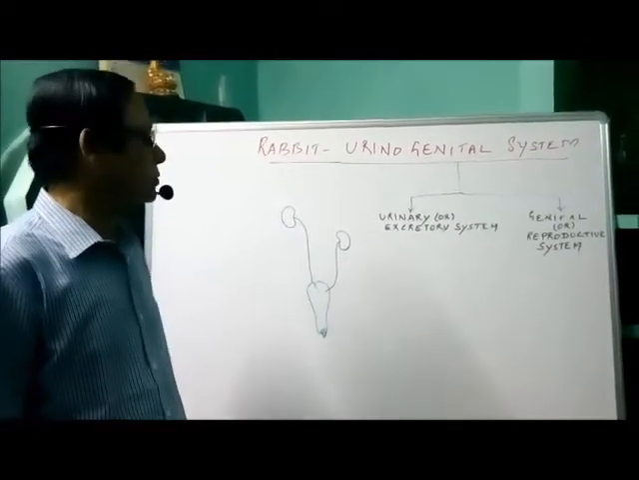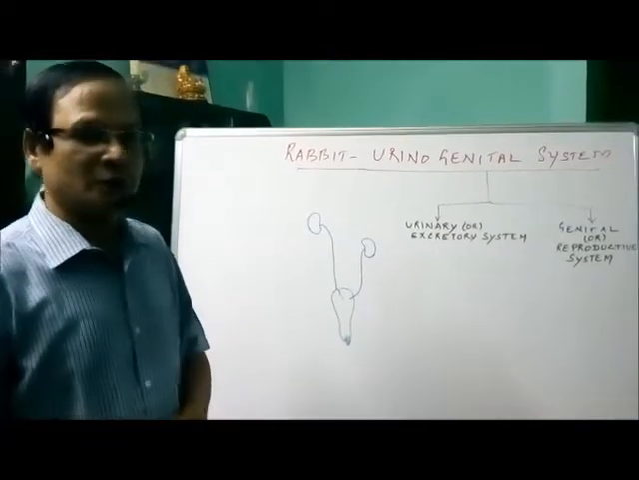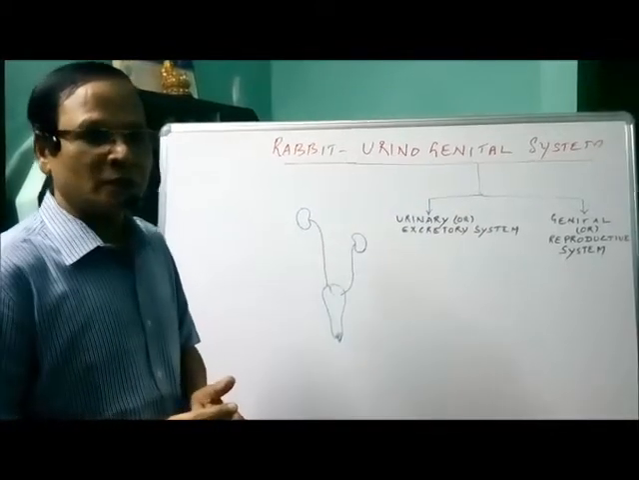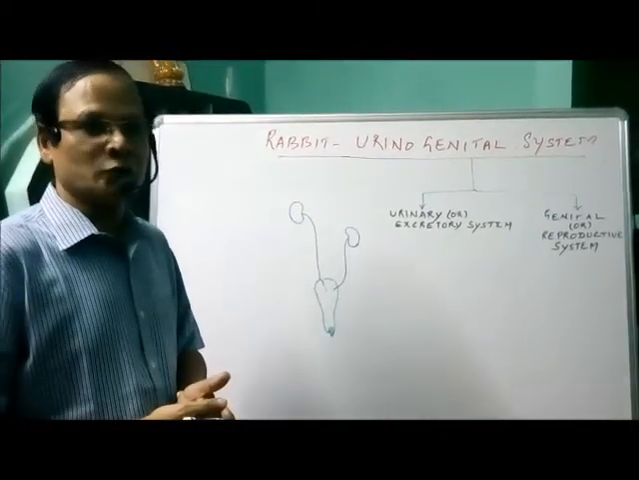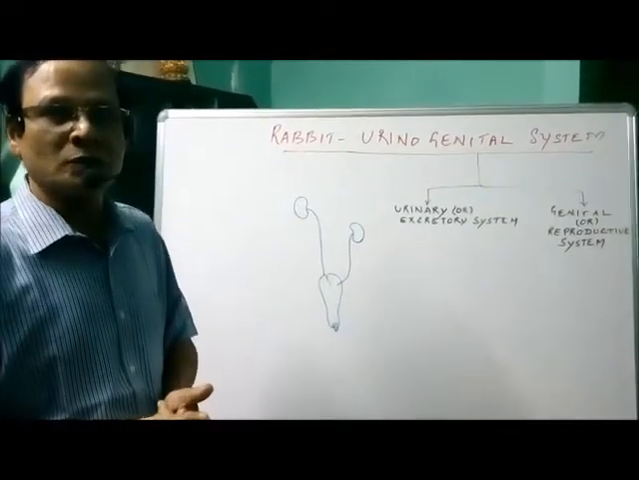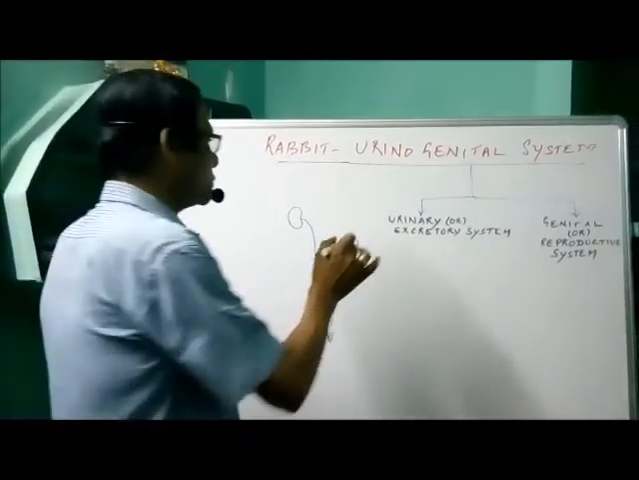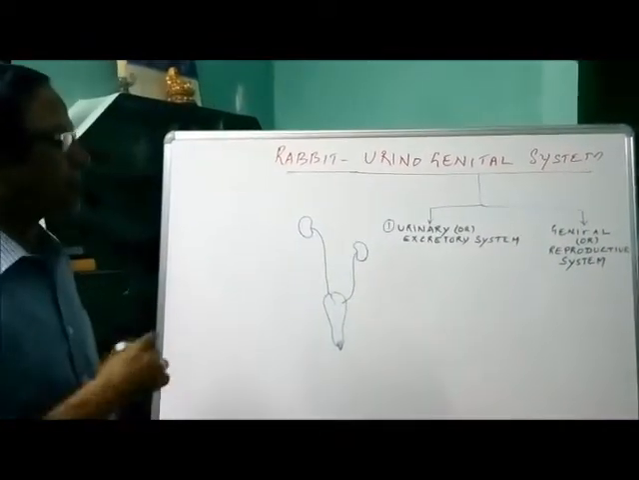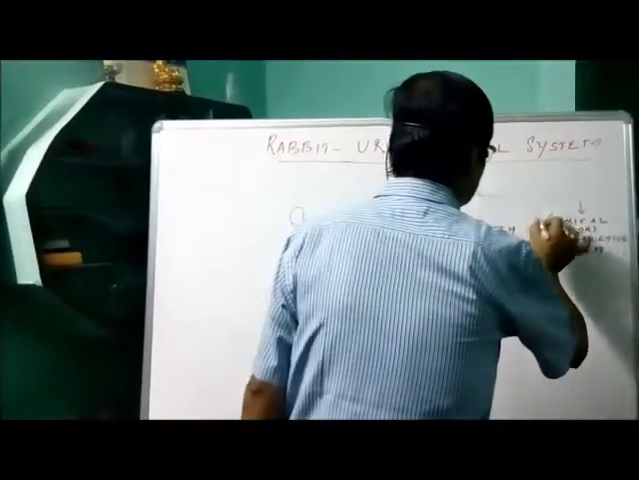Dear students, we have to pass on to the next system, urinogenital system. In the case of vertebrates, normally the urinary or excretory system and the reproductive system are combined together and are represented as one system, what is called urinogenital system. Now the urinogenital system is formed of two components as mentioned here. One is called urinary or excretory system. Another one, genital or reproductive system.